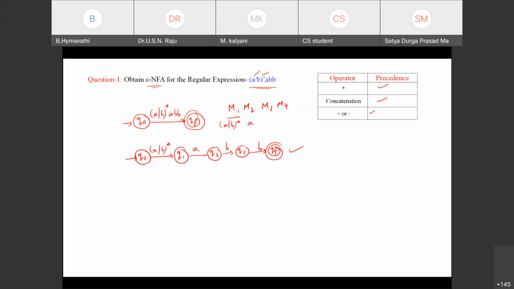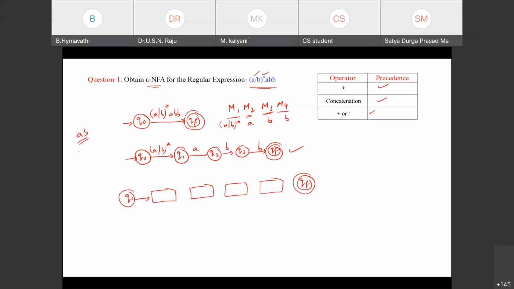Do you know how to get the automata for A? Yes, that is M2. This is for B and this is for B. So if I strictly follow that, then what could be the diagram? Q naught, because this is M1, M2, M3, M4 and QF. So this is what we have done for AB.